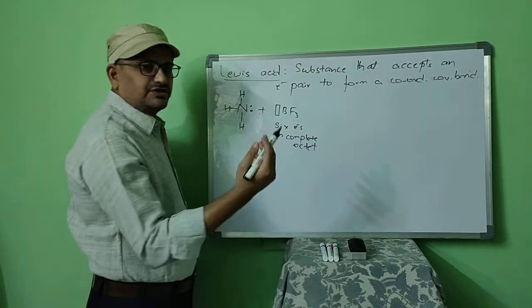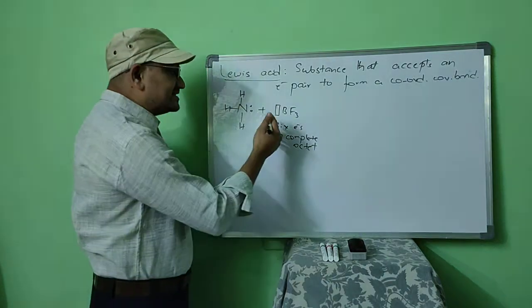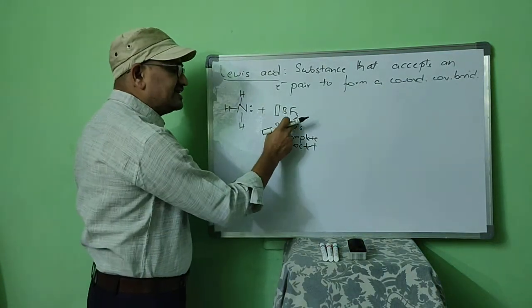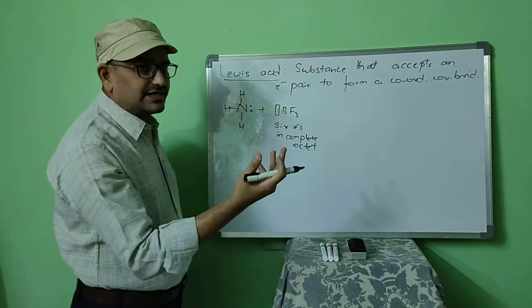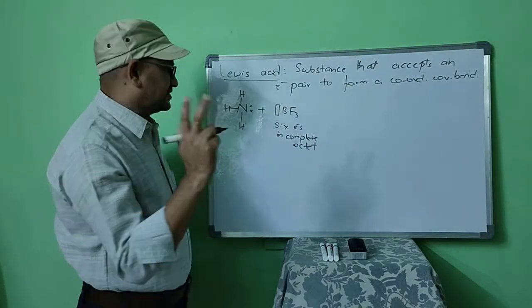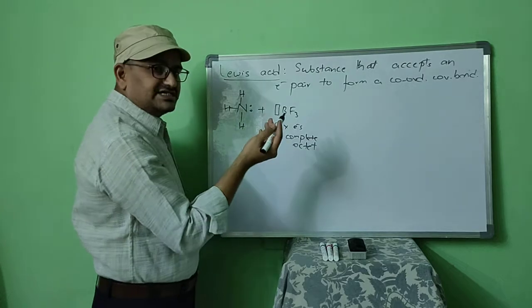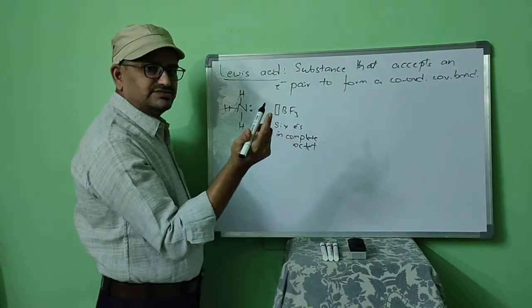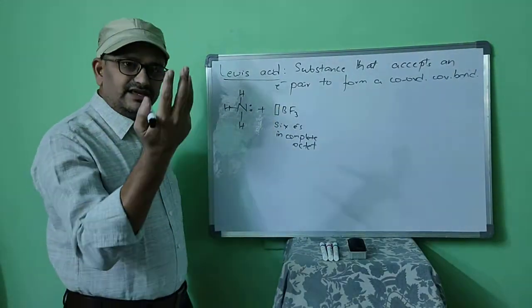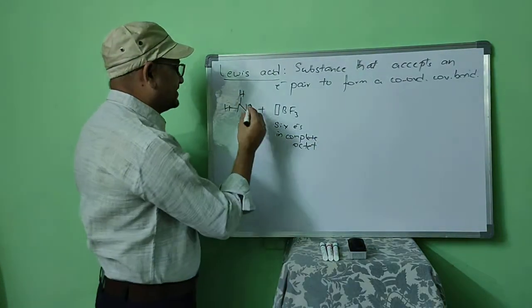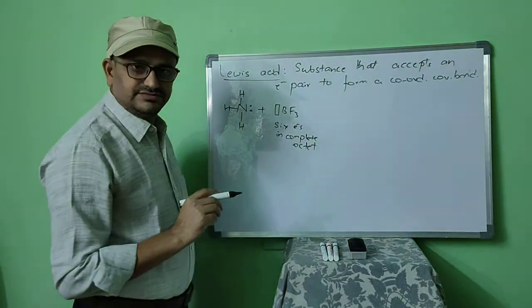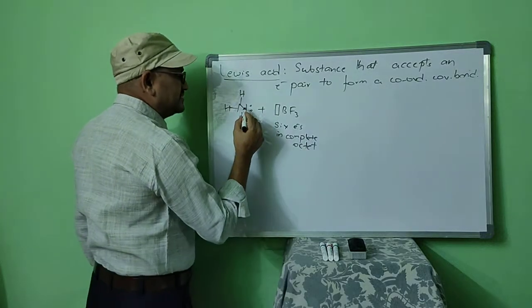So to get octet set of configuration, it needs 2 more electrons, because after forming 3 bonds, it has got 6 electrons totally, 2 electrons from each bond. So totally boron has got 6 electrons. To get octet set of configuration, it needs 2 more. Those 2 electrons will be gained by accepting from nitrogen. Right? Now what will happen?